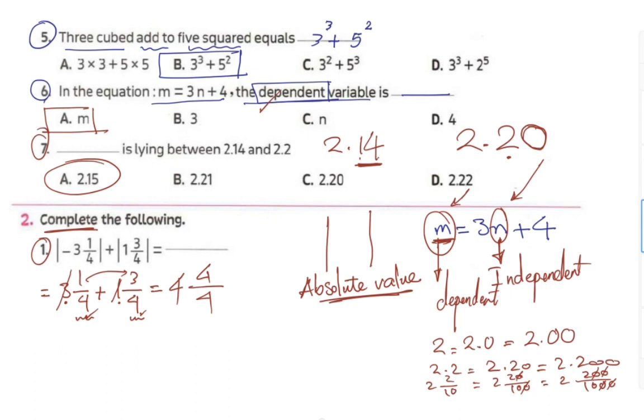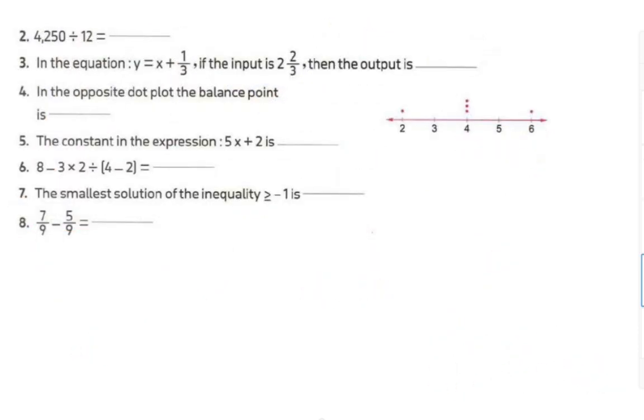Now I have 4 and what? And 4 over 4. What is the meaning of 4 over 4? 4 over 4 equals 1 over 1 equals 1. 1 and 4, that equals 5. I think that's easy. Now let's complete question number 2.